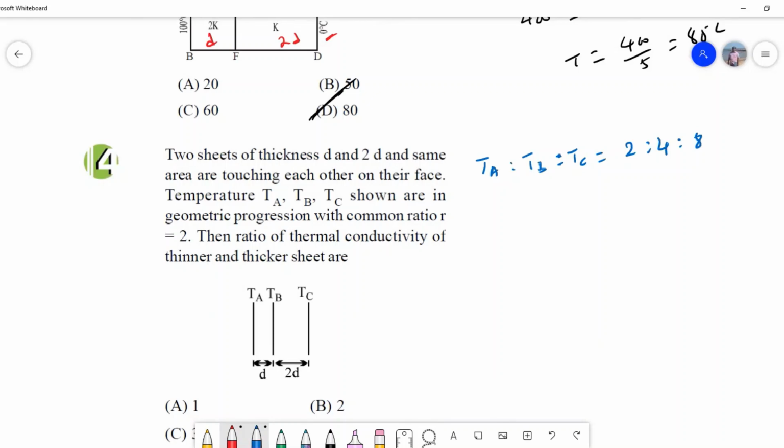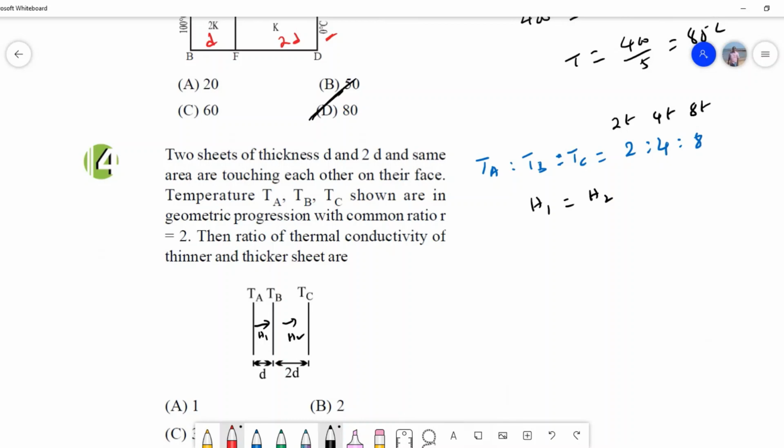Now, we need the ratio of thermal conductivity of the thinner and thicker rod. Again, let us equate the heat current of this part to the heat current of this part, so H1 is equal to H2. I can take the temperatures as 2T, 4T, and 8T.